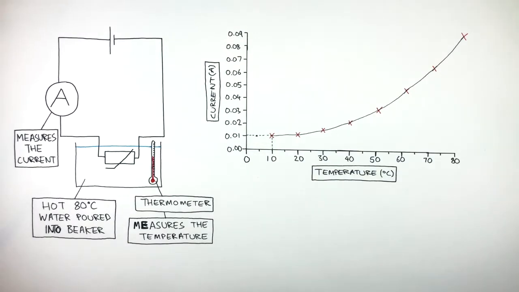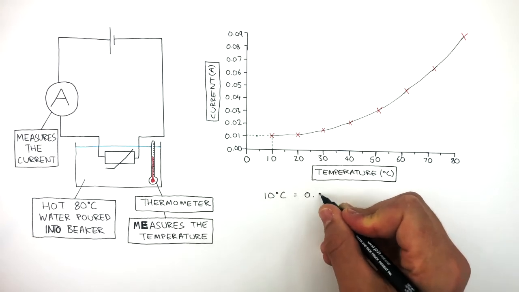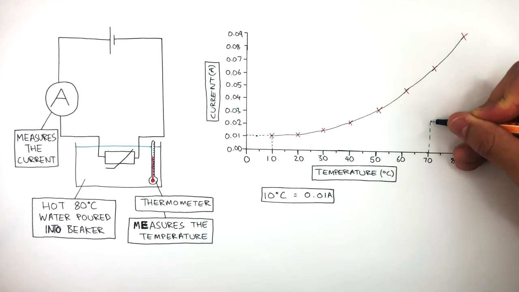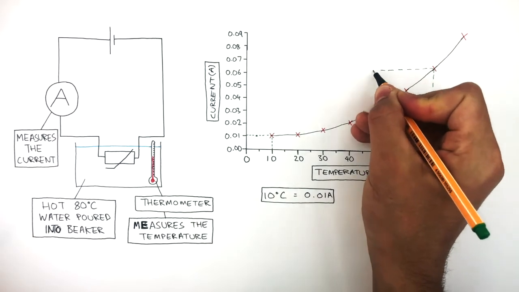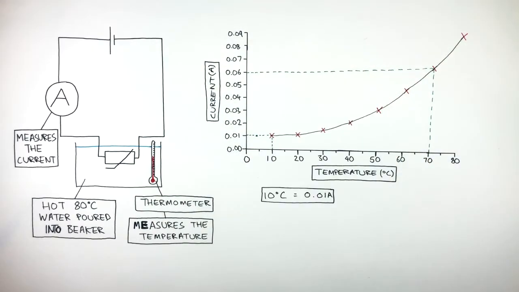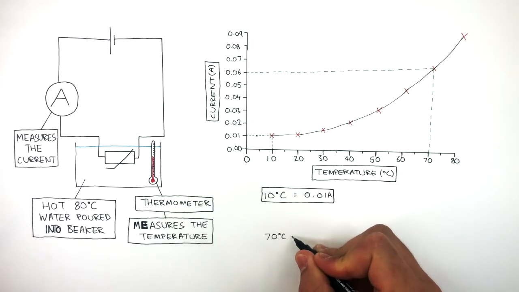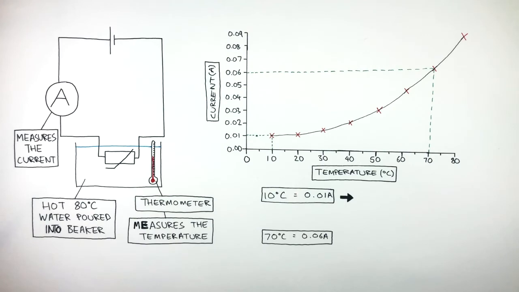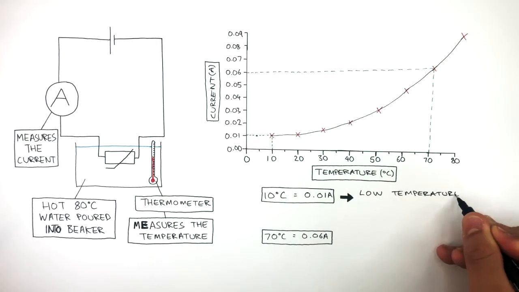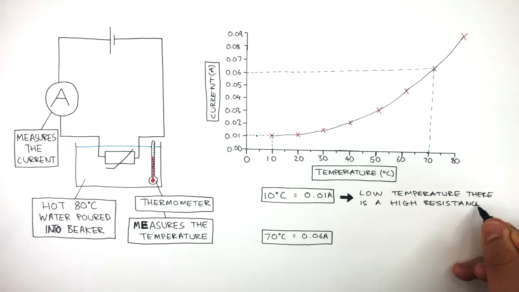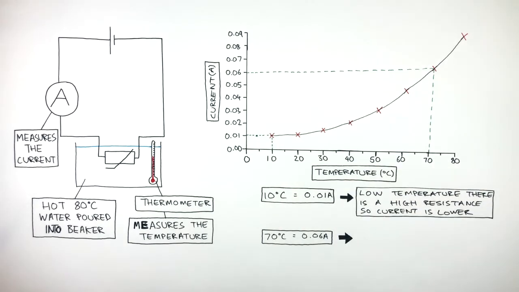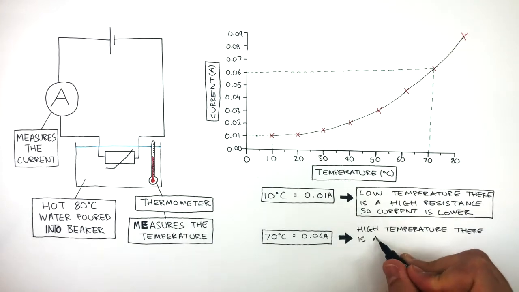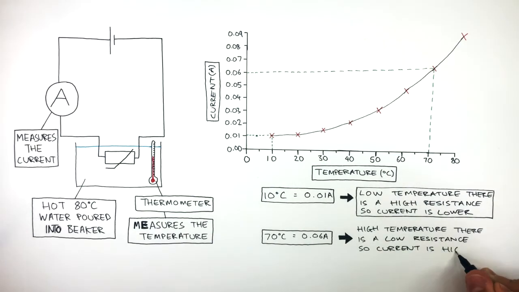So we write 10 degrees equals 0.01 amps, whereas the graph shows how at 70 degrees Celsius, the current is 0.06 amps. So we write 70 degrees equals 0.06 amps. This data from the graph shows how when there is a low temperature, there is a high resistance, so the current is lower. Whereas when there is a high temperature, there is a low resistance, so the current is higher.